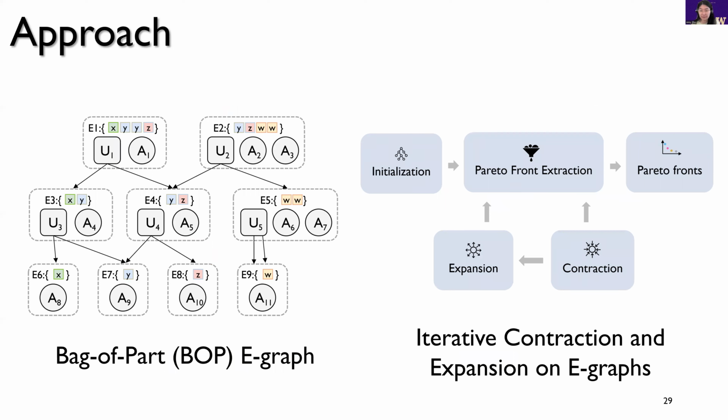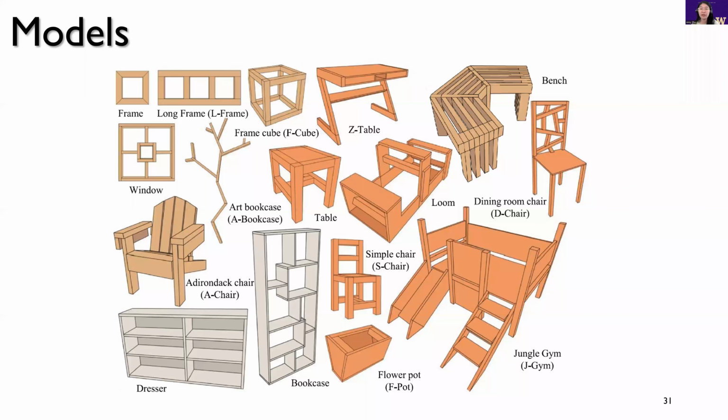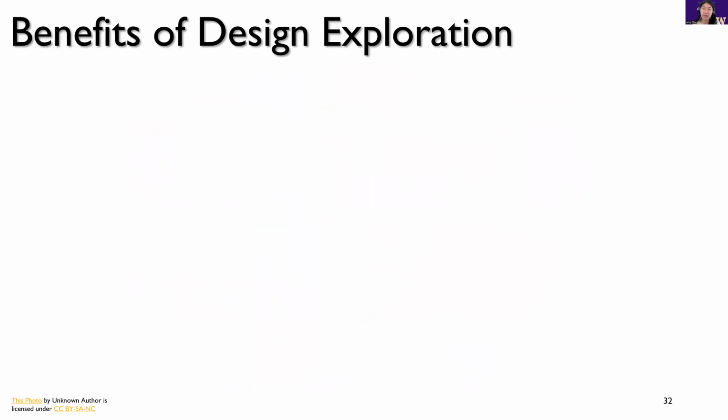Now we have proposed the BOPE graph and the ICEE algorithm to co-optimize design and fabrication plans. Let me show you some results. We evaluated our approach on a variety of models, some needing only sequential cuts on lumber, and others requiring 2D partitioning of sheets. We found that exploring the space of design variations meant finding much lower minimum costs in the Pareto front, greatly improving our ability to make new trade-offs.